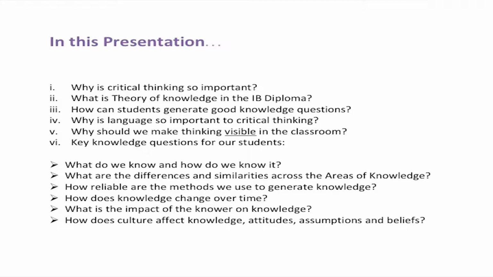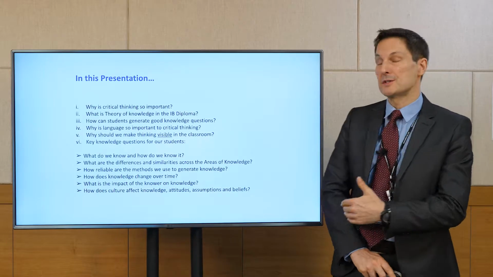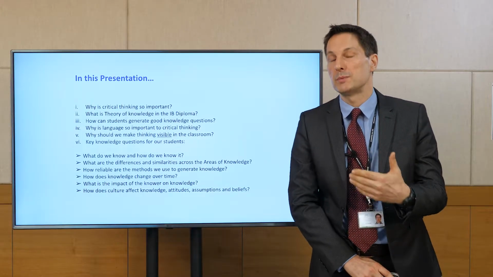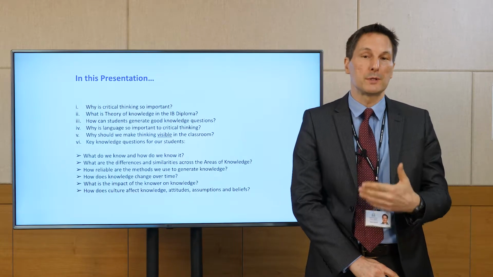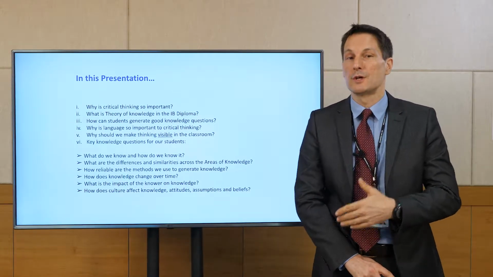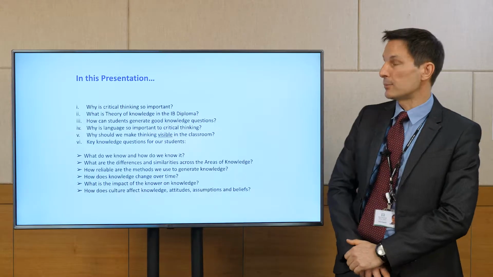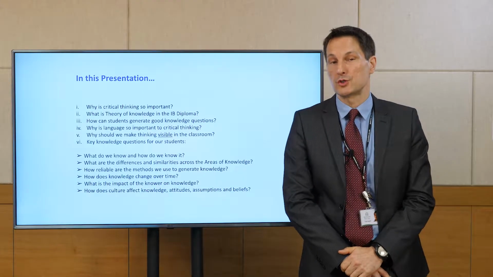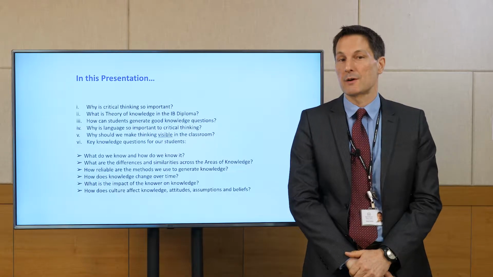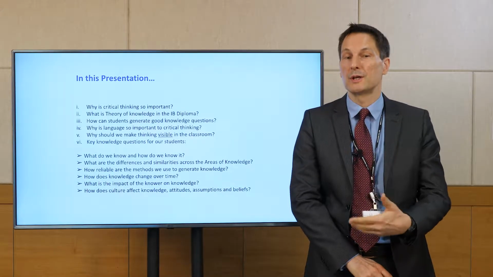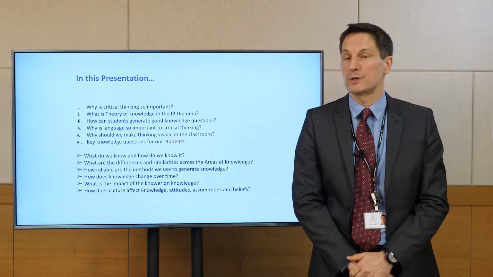A very important critical thinking question. The second question is, what are the differences and similarities across the different areas of knowledge? Because part of being a good critical thinker is that ability of a student to make connections across the different subject areas. The third question is, how reliable are the methods that we use to generate knowledge in the different areas of knowledge? So reliability, certainty, and truth being a very important aspect of critical thinking.